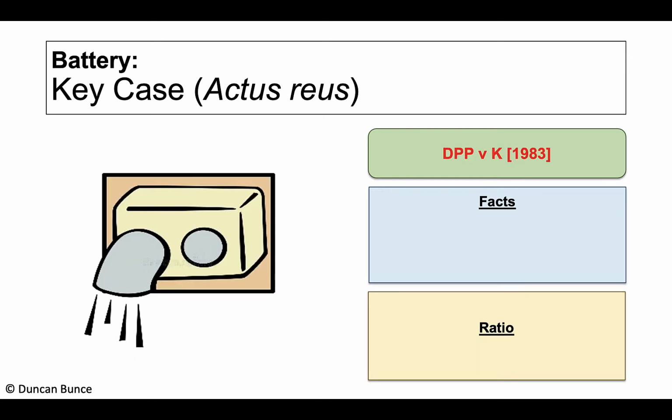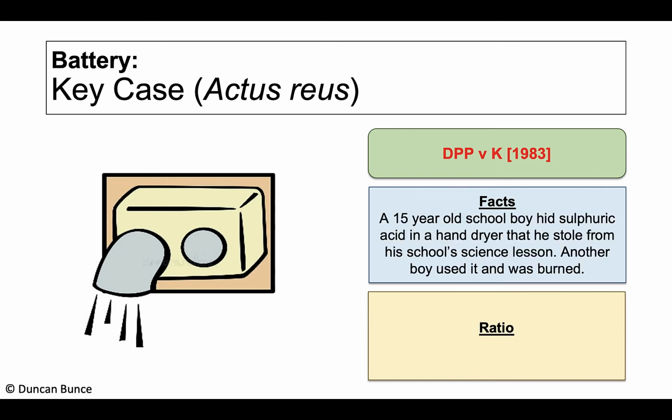Now, a key case here, which you may also want to use, so look out for this, is DPP and K. DPP stands for Director of Public Prosecutions. The facts of this are that a 15-year-old schoolboy hid sulfuric acid, which I believe he stole from his school science lesson, inside a hand dryer in school. Before he could collect it, another boy used the hand dryer and was burned.